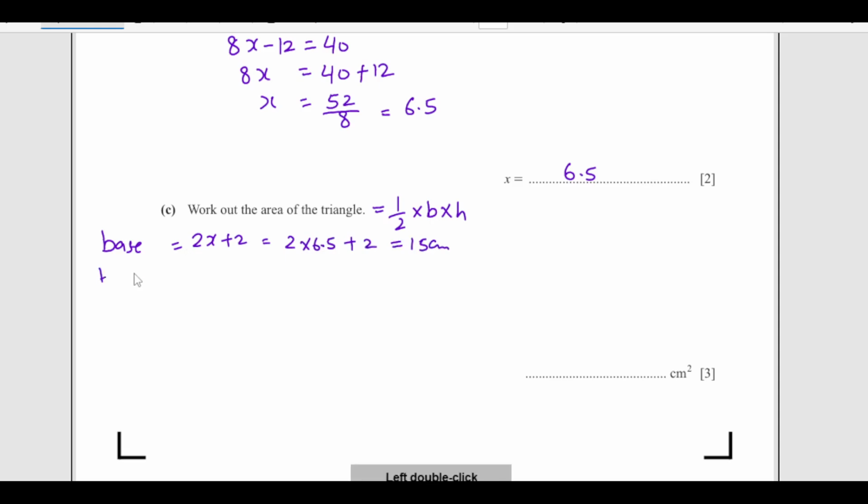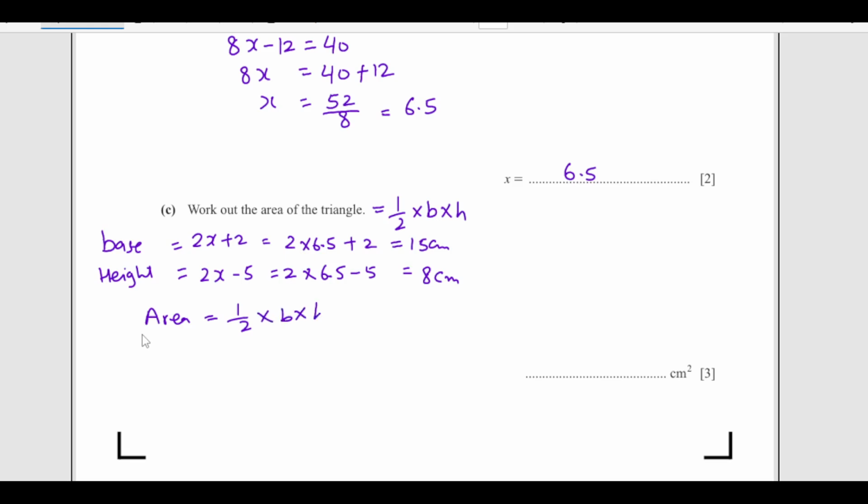Then we have height. Height we have 2x minus 5, right. So, 2 times 6.5 minus 5, this is when you calculate it is 8 centimeters. So, now we are looking for the area. So, area is half times base times height. So, half times 15 times 8, this is 60. So, 60 centimeter square.